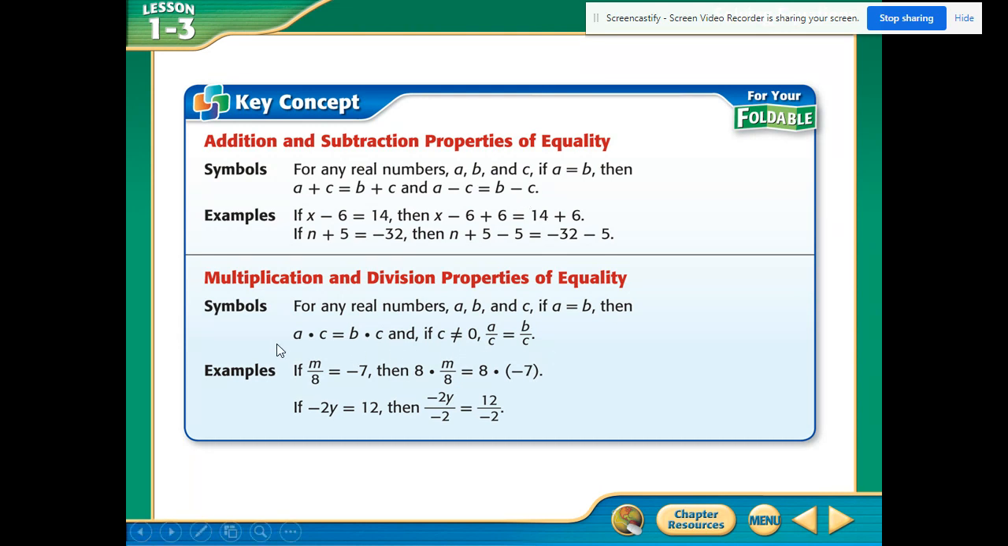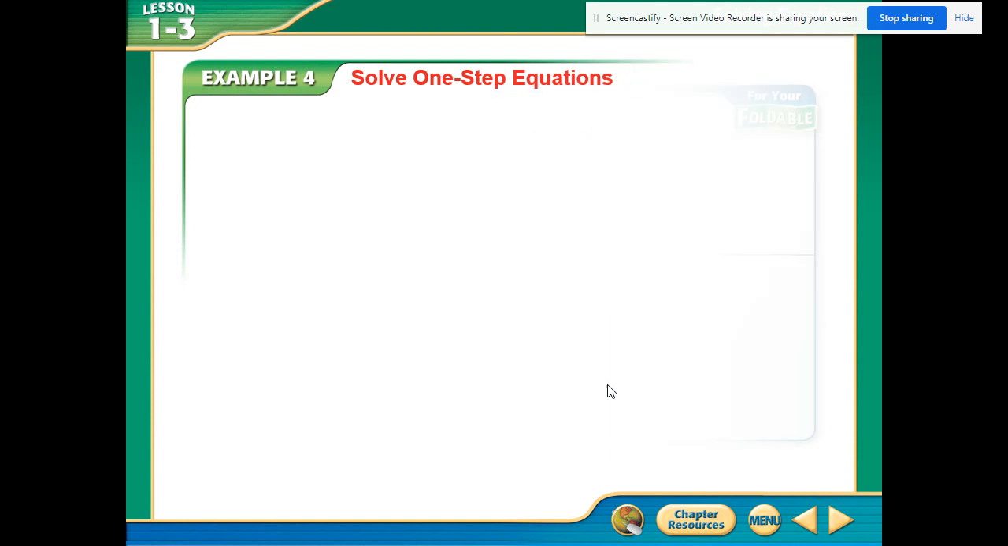Same kind of thing down here with the multiplication and division. If you multiply one side by c, you've got to multiply the other side by c. Multiply both sides by 8, or multiply or divide both sides by -2. You have to do both sides together to keep it balanced. All right, so let's start with some examples. Just run through a couple of them here. You should already know how to solve equations at this point.